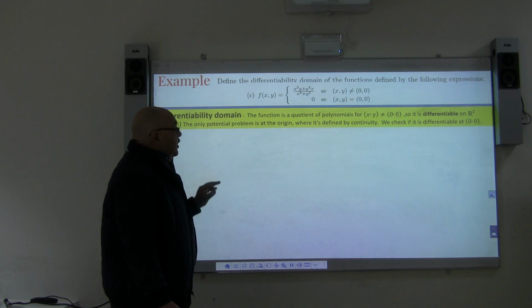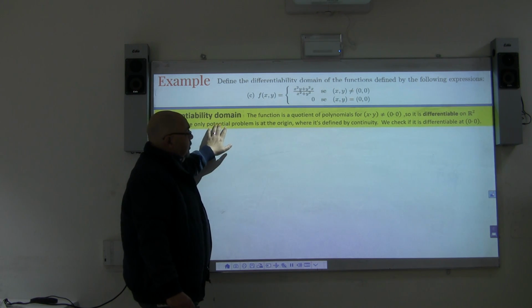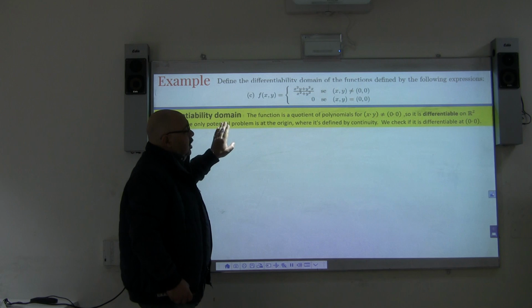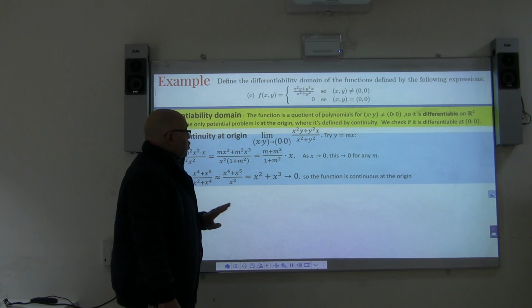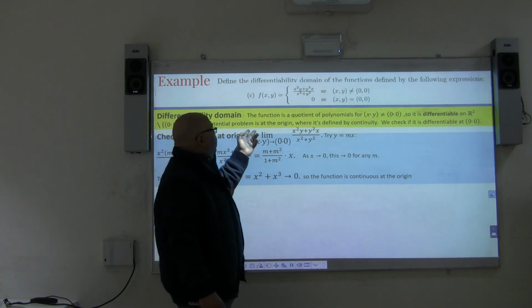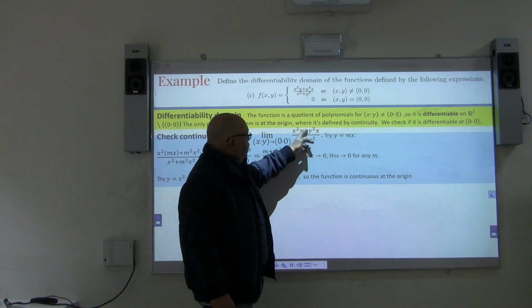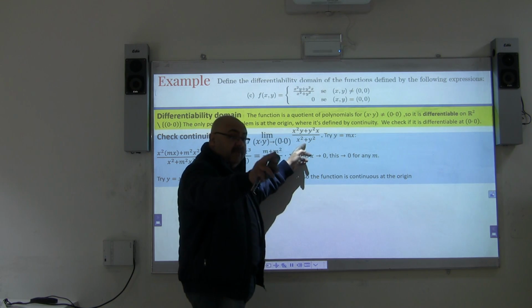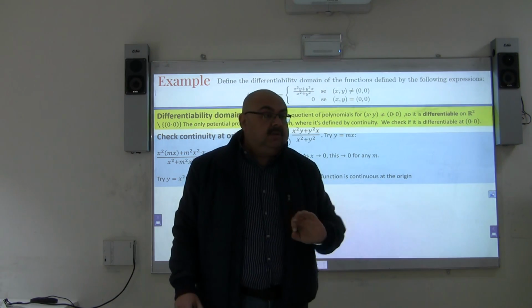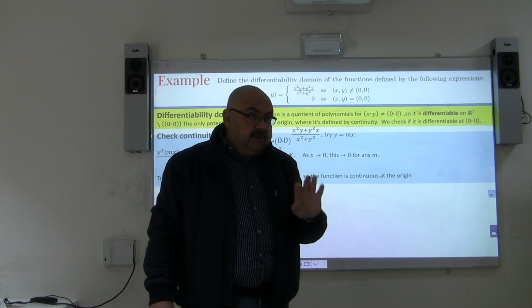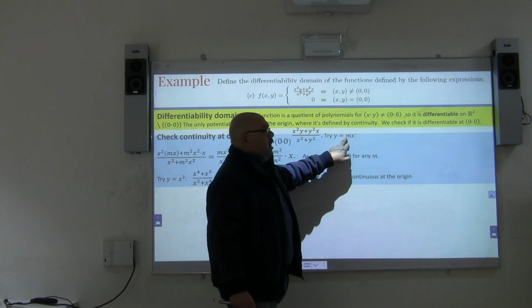So it is differentiable on R2 except at the origin. The only potential problem is at the origin, so we check the differentiability at the origin. In order to do this, all I have to do is to get the limit as (x, y) approaches the origin of (x squared y plus y squared x) over (x squared plus y squared). Before we go further, if you remember, we will use the directed method. In the directed method, I will replace each y by mx.